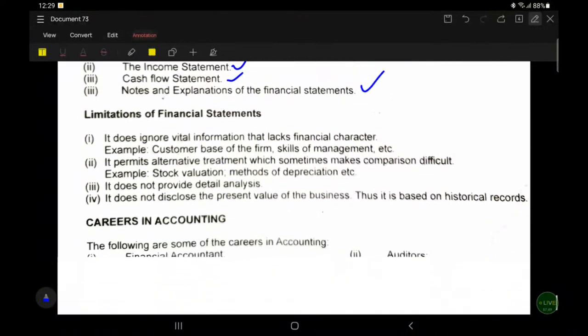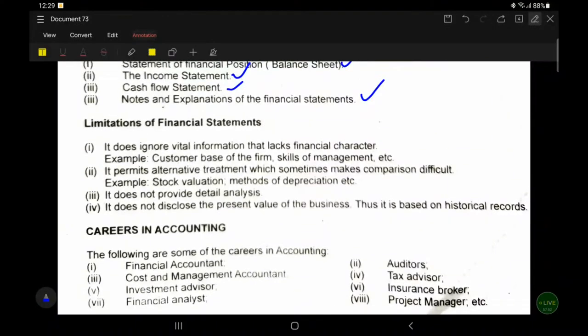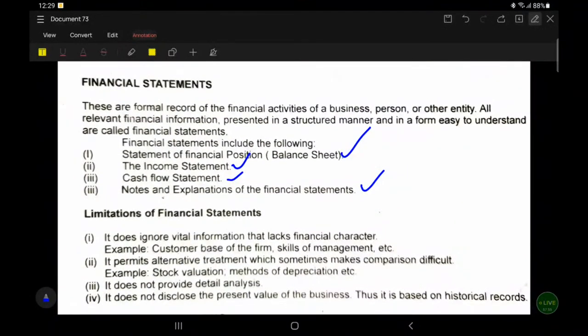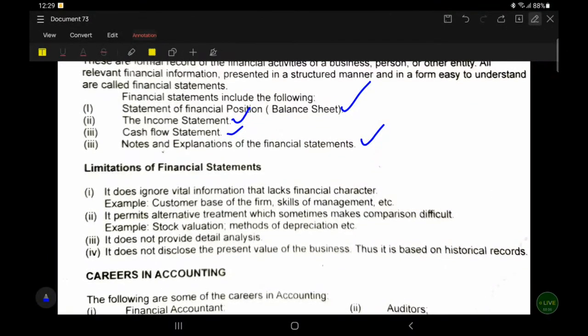So because of the nature of financial statement, there are some limitations, because for financial information reports or information that are quantified in monetary terms, it does signal. So let's say you have a manager who is very skillful and always ensures that his knowledge about certain situations within the business helps to improve the performance of the business. That one is not going to be recorded because it doesn't have any monetary value. So that's why you say it does ignore vital information that lacks financial character, that doesn't have monetary value. For example, customer base of the firm, skills of the management, and those, as I was saying. Is that okay? And other issues, we will talk about all these issues as we move along.